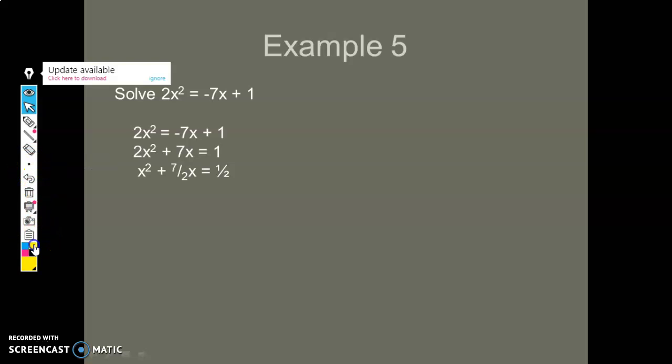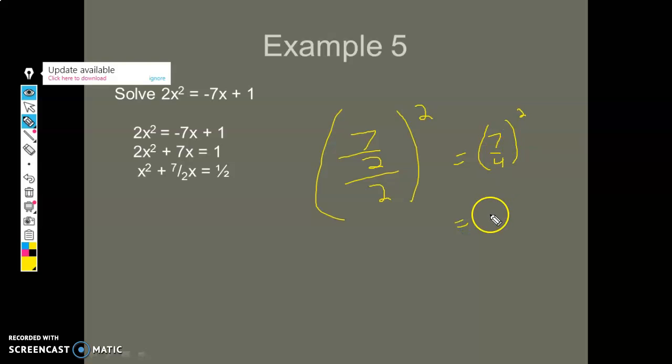Now, in this particular one, b over 2 squared is a little bit harder, because we have 7 halves divided by 2 squared. Well, 7 halves divided by 2 is really 7 halves times a half, which is 7/4. When you have a fraction over 2, you really just multiply the denominator of the fraction by 2, and that's squared.